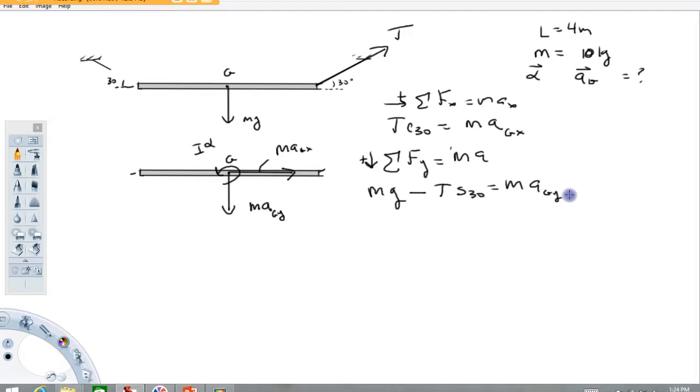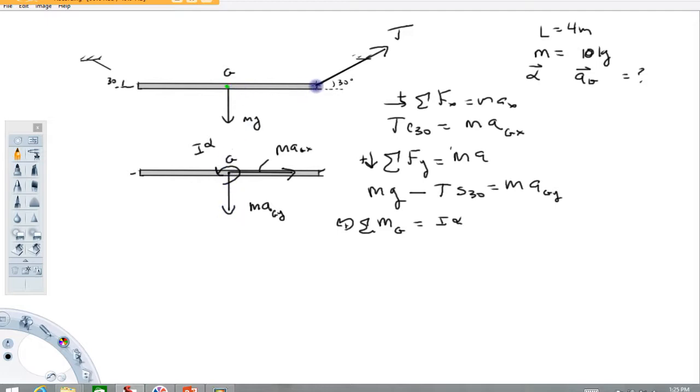All right, we've exhausted our force equations. Now we're going to write a moment equation, and there's a couple places I could sum moments about. Sum of all moments: I'm going to do counterclockwise positive, and I'm going to sum moments about point G. So sum of all moments about G is equal to I alpha. The reason it's just I alpha is that if I sum moments about G, this is the only kinetic term we need to include, because the MA sub X and the MA sub Y go right through G.